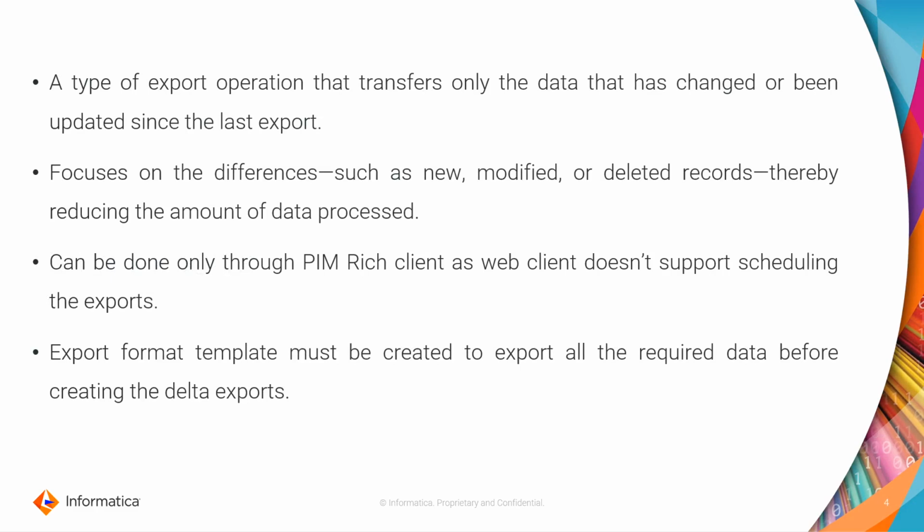Now let us look into Delta exports. These Delta exports are a type of export operation in Product 360 which transfers data that has been changed or updated since the last export date. As these changes include differences such as creating new data, that is items, products or variants, modifying existing data, or deletion of existing records.